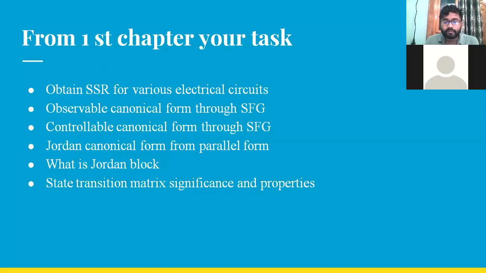Next, I have given you what the parallel form is, and I asked you to solve its sub case, that is, the Jordan canonical form and the Jordan block. What is a Jordan block? It is very important. All these things are there in the textbook. A very nice textbook is there. You refer to it. And today's task is the state transition matrix, its significance and properties. So this is your exercise or task regarding the first chapter.